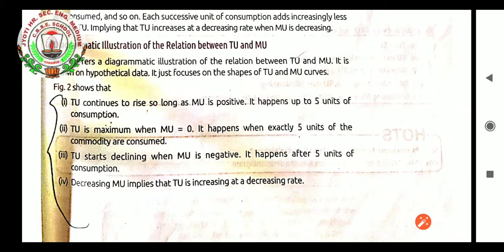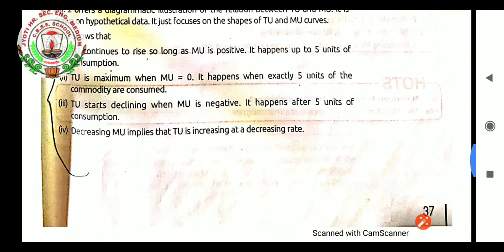TU starts declining when MU is negative. It happens after 5 units of consumption. Decreasing MU implies that TU is increasing at a decreasing rate.